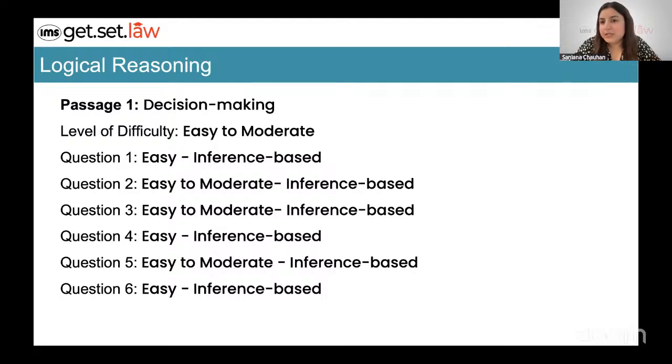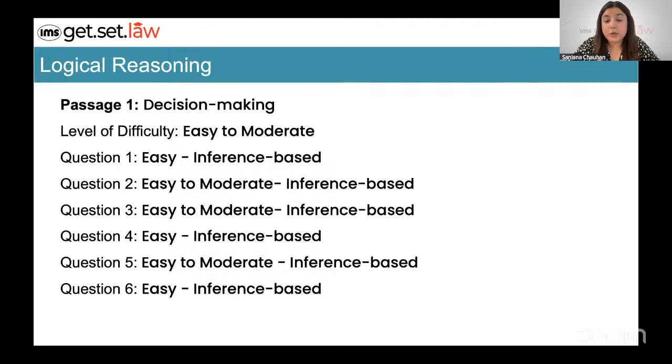I have labeled this as an easy to moderate level passage because for a lot of you, you might not really be very familiar with decision making. And although all the questions in decision making are broadly inference based, you also need to know some standard rules about decision making because in 2024, CLAT did end up asking a decision making passage. And I think most of the students had actually faltered there itself.